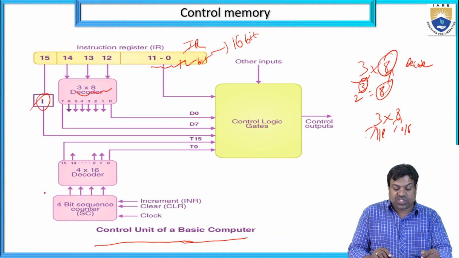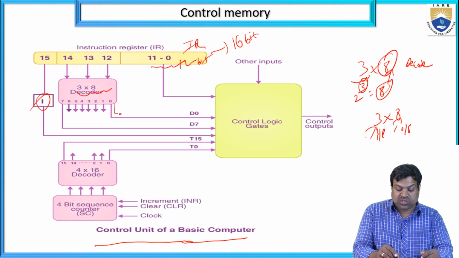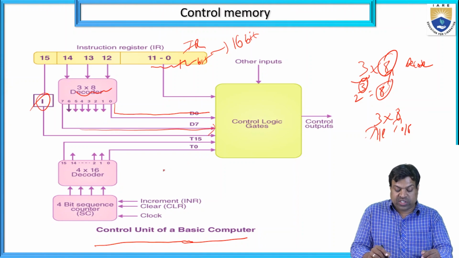So it is an instruction register. So 12, 13, 14, 15 are there. Here also, suppose 0 is connected to D0 like this: D0, D1, D2, D3, D4, D6, and 7 is connected to D7. And what are the timings there?